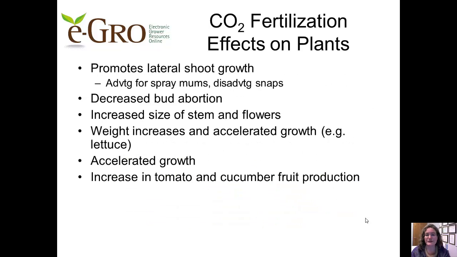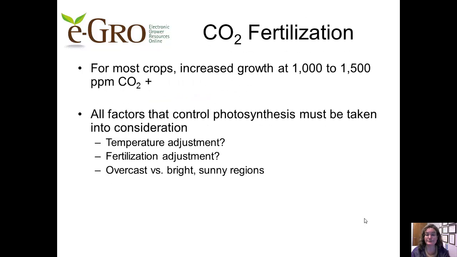There are a wide range of documented effects of CO2 fertilization on plants: a promotion of lateral shoot growth, which would be an advantage for crops like spray mums, but is a disadvantage for crops like cut snapdragons; decreased bud abortion, increased size of stem and flowers; weight increases and accelerated plant growth has been well documented in crops like hydroponically produced lettuce; and an increase in tomato and cucumber fruit production. For most crops, increased growth occurs up to 1,000 to 1,500 parts per million CO2.